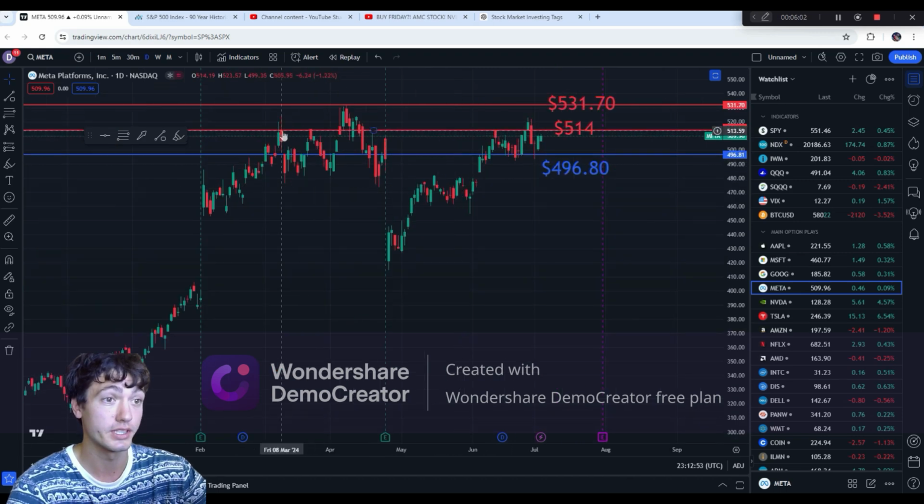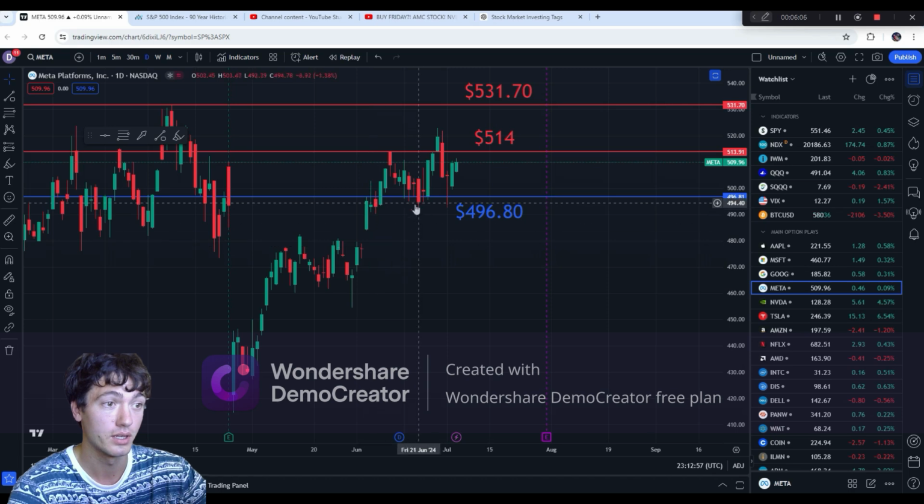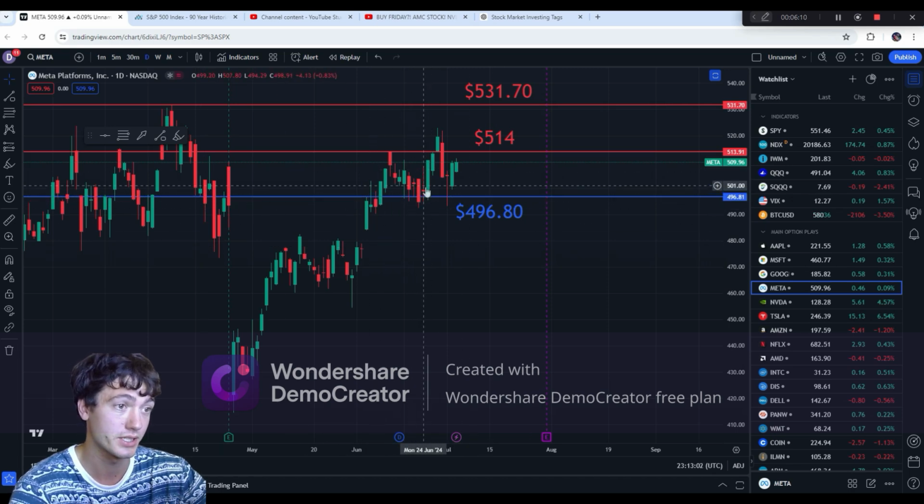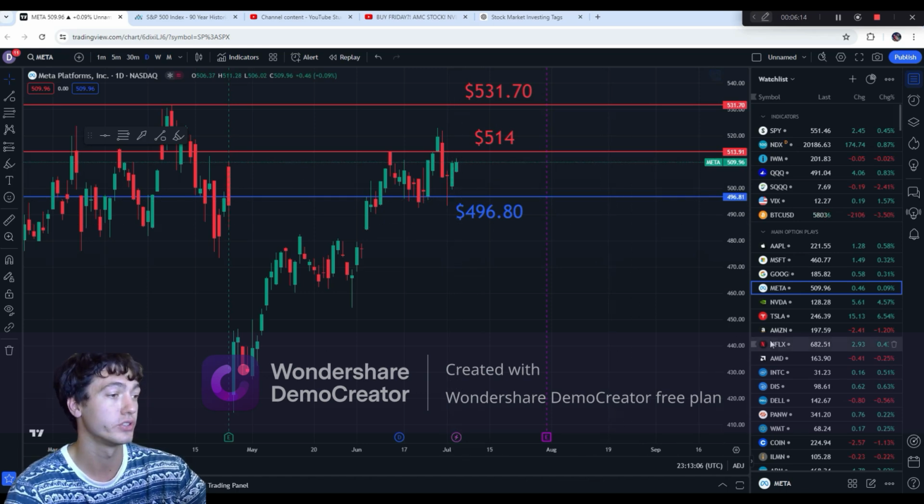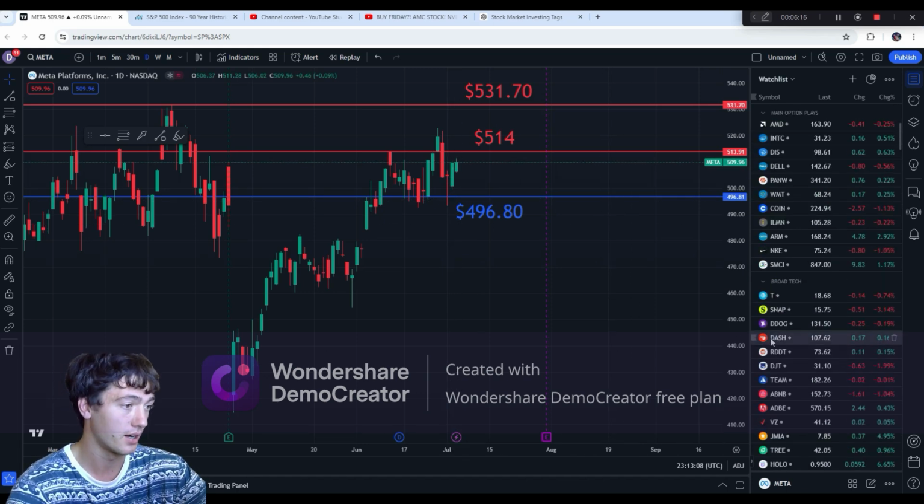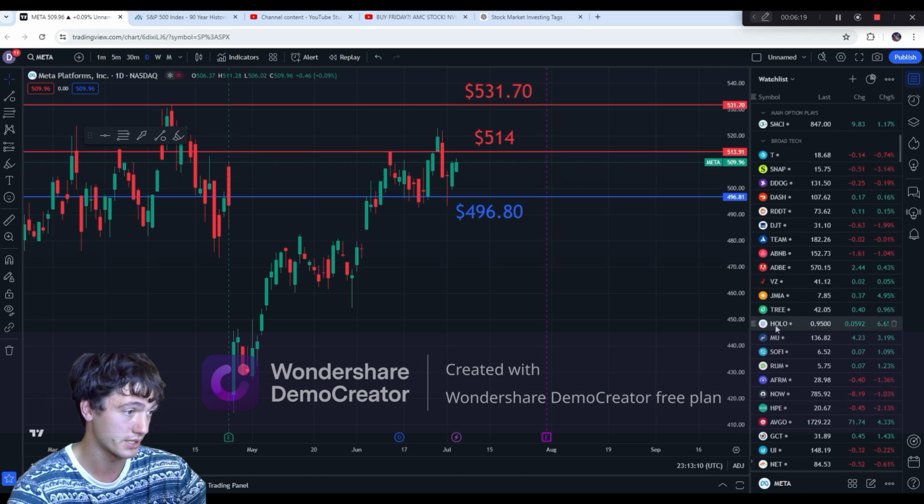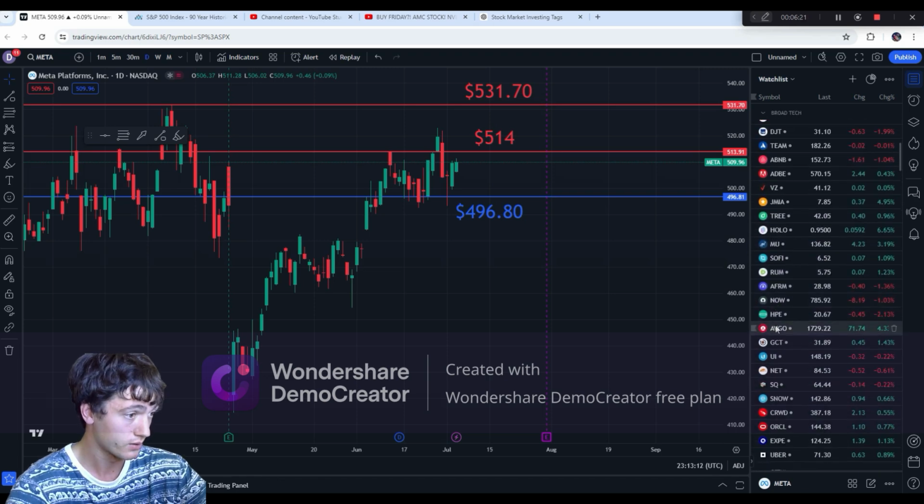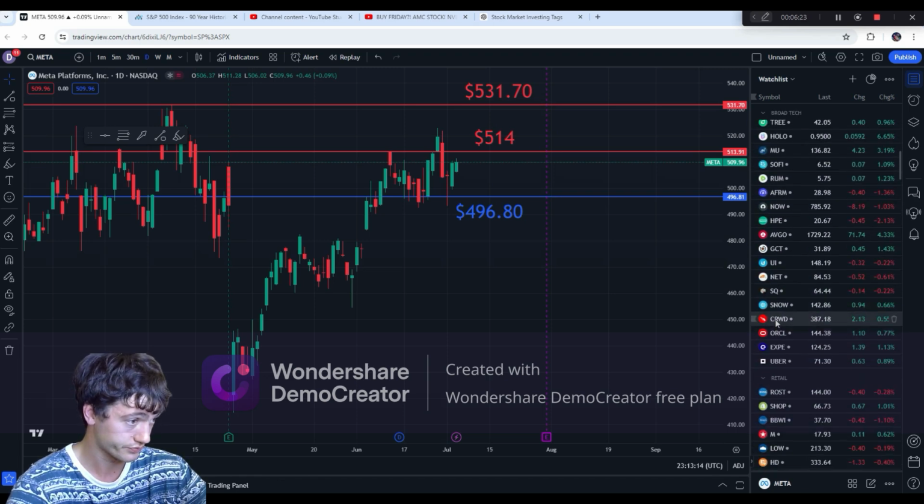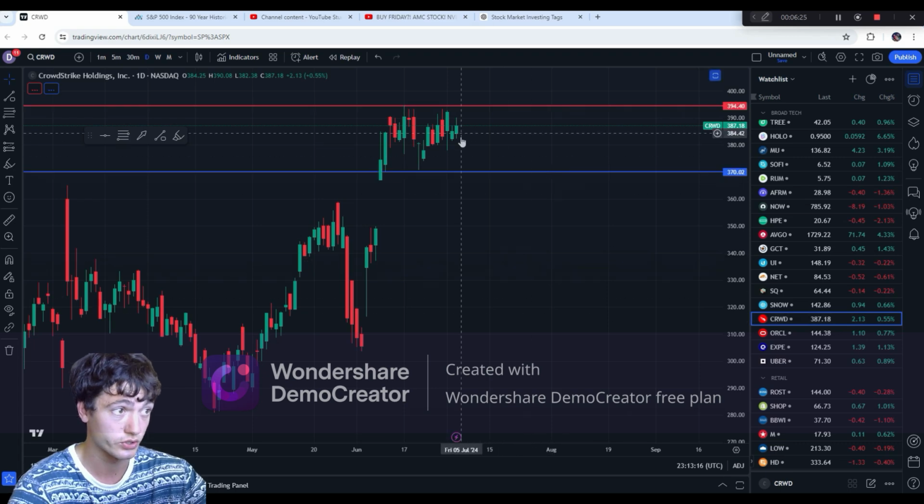I hope that you're able to see why these resistances are resistances, and how the support is a support here, right? How price is reacting recently off this support level. Okay, and now I'll do one more stock to see how support and resistance is going on it. Let's use CrowdStrike.